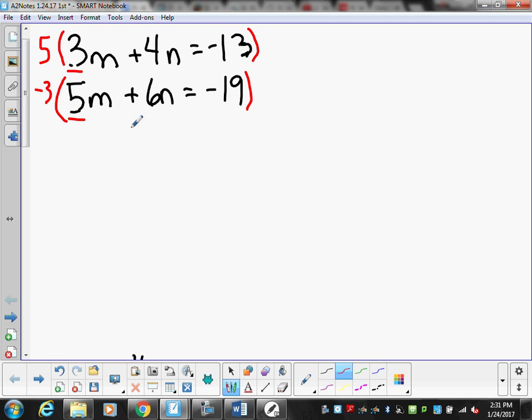In the bottom, I'll multiply by -3 so that this becomes a -15M, and it'll cancel out with the top. So 15M plus 20N equals -65. How do you get 20 and -65? 5 times 4 is 20, and 5 times -13 is -65.